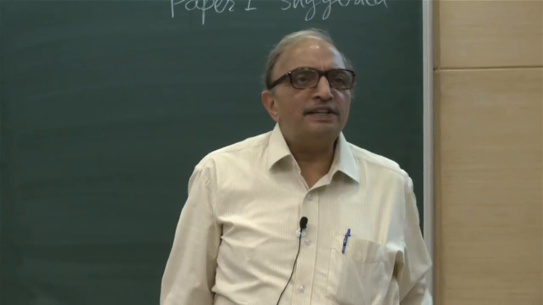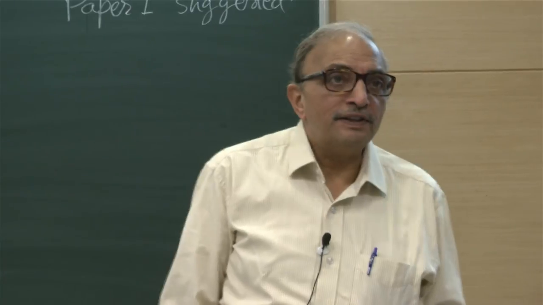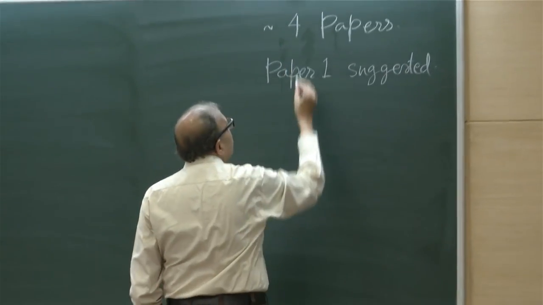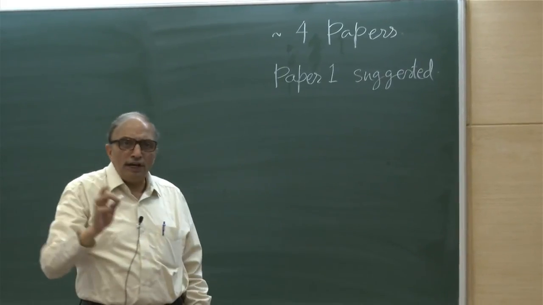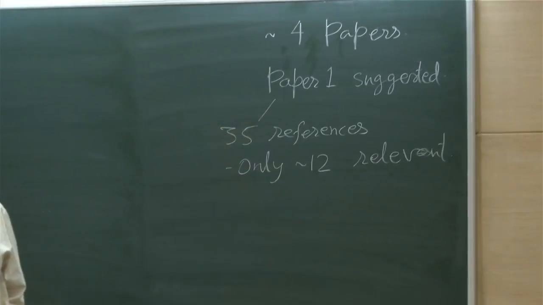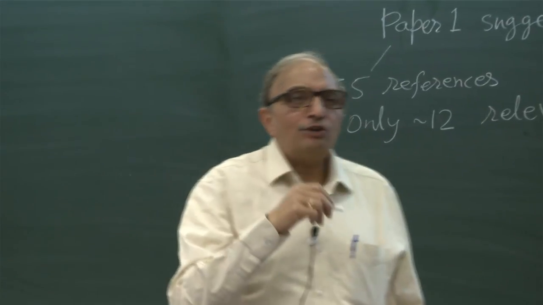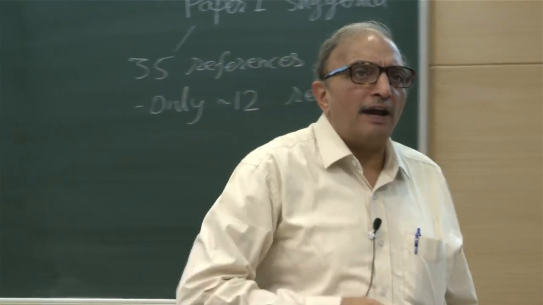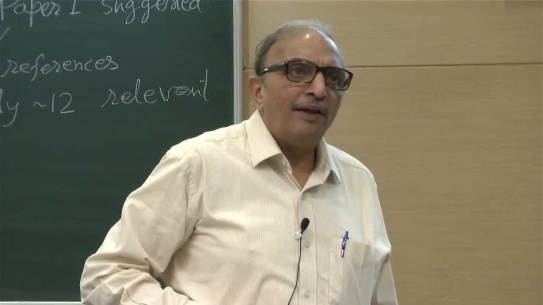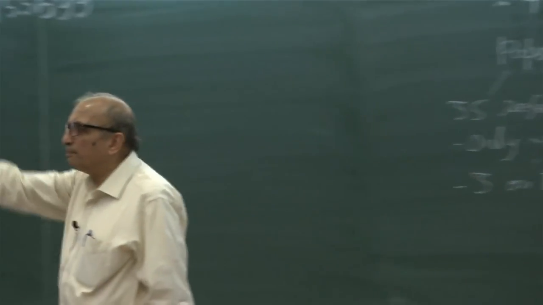Now, how many references did that paper have? 35 references, and yet you choose only 3 of these. That is okay, but how did you choose these 3? So only about 12 are relevant, yet you chose to study 3. Was the choice decided by the fact that these 3 were easily available on the net or in the library? No. So, okay, let's take some other case study from this side.